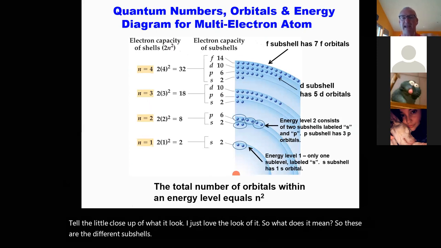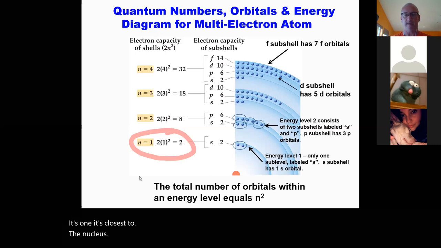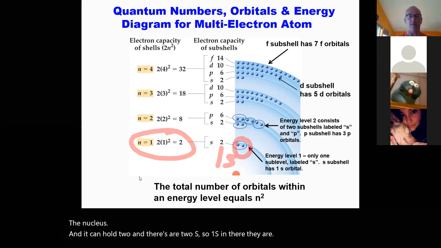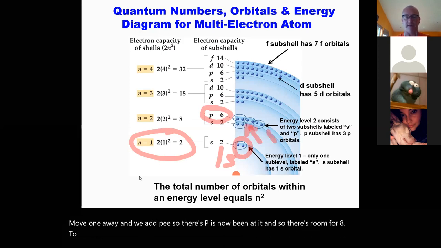First is the main shell, and as I mentioned before, it's one, closest to the nucleus, and it can hold two, and there's our two, S. So one S, and there they are. Move one away, and we add P. So P has now been added, and so there's room for eight: two here, and six there.